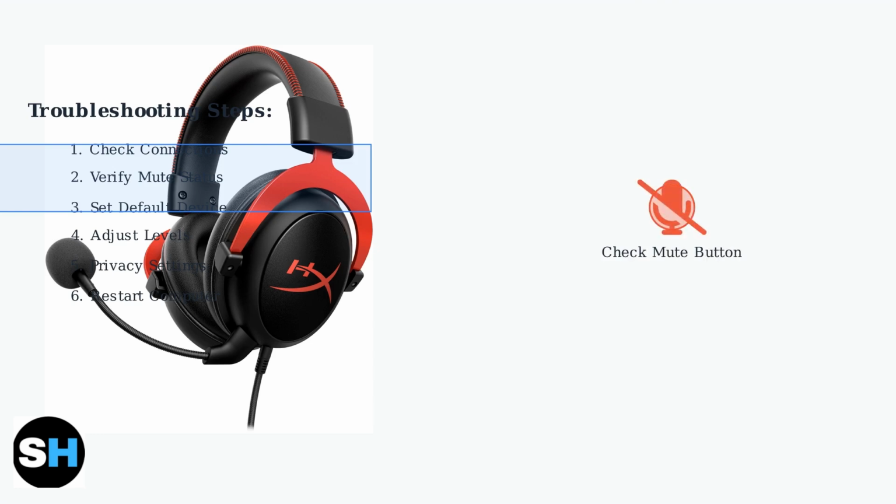Next, verify that the mute button isn't activated. The HyperX Cloud 2 has a mute button either on the headset itself or on the USB control box. Make sure it's not pressed or switched to the mute position.